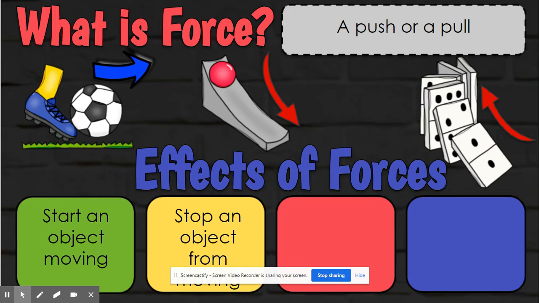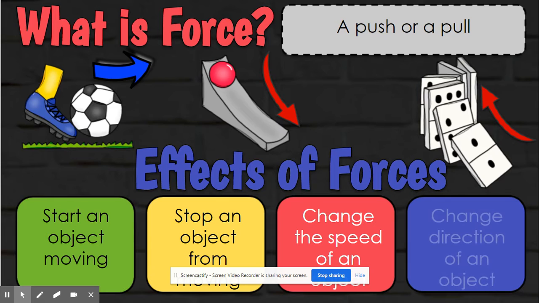So it starts an object moving. In this first example, this soccer ball is being kicked by a force, and that force is the foot. It also stops an object from moving, so you can also stop that ball with your foot. It changes the speed of an object, so it accelerates the speed or decelerates the speed to make it slow down. An example of making it slow down would be friction. And then it changes the direction of an object. So forces either stop an object, start an object, change the speed of an object, or change the direction of an object.